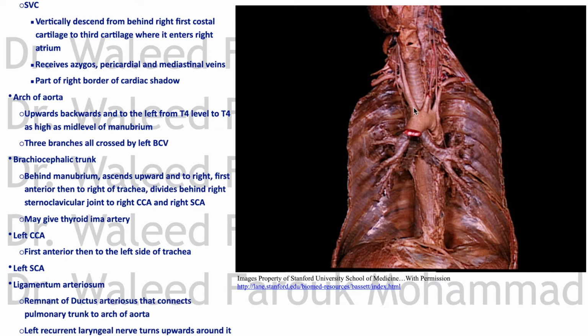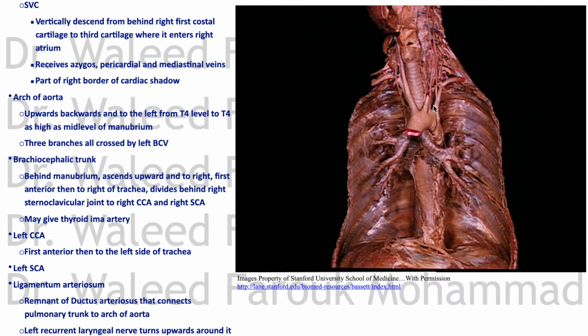The left common carotid artery, as we said before, was anterior to the trachea and then to the side of the trachea, ascends on the side of the trachea and gets wrapped in the carotid sheath in the neck. And you know the story then that the common carotid divides into two terminal branches, the internal and external carotid arteries that we studied in detail in the neck.